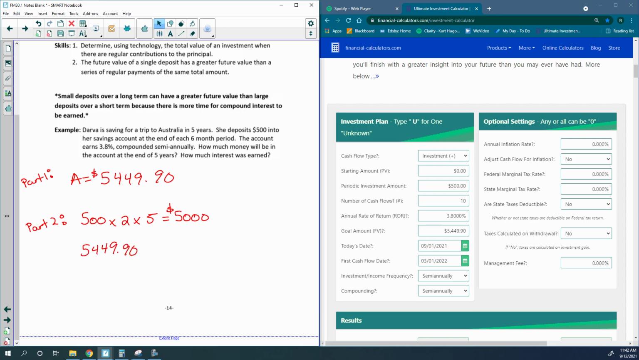So the $5,449.90 minus how much she's put in, the $5,000. So the interest that she has earned is $449.90. So that's how much extra money she has gained.